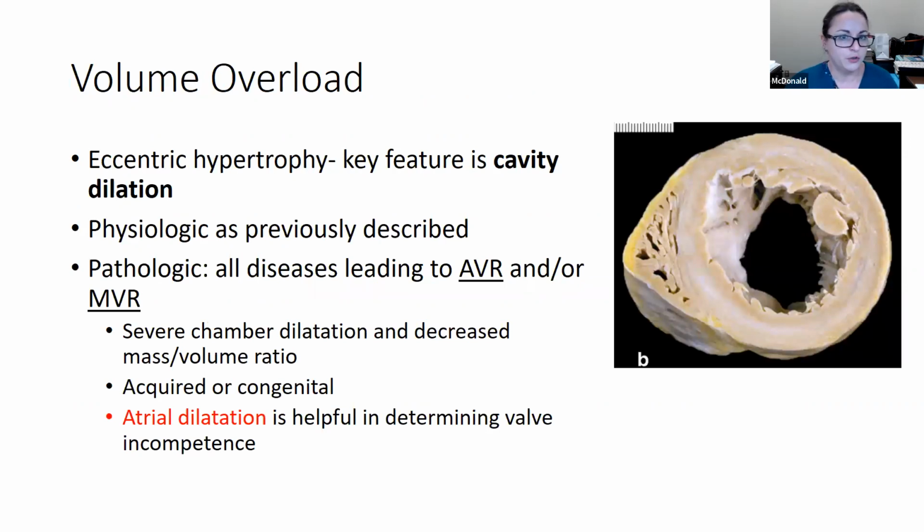So on the other hand, there's volume overload, which will lead to eccentric hypertrophy. And the key feature here is the cavity dilation. And this occurs physiologically as described in athletes and pregnancy. Pathologically, it's generally diseases with aortic or mitral valve issues. And it'll lead to severe chamber dilation with a decreased mass volume ratio. These can be acquired or congenital, and it's very important to look at atrial dilatation, in this case, to look for the valve incompetence.